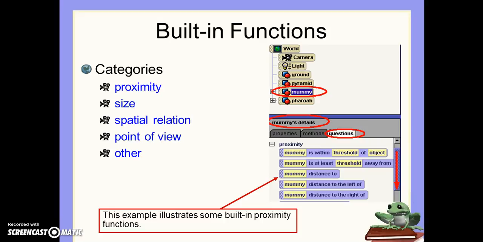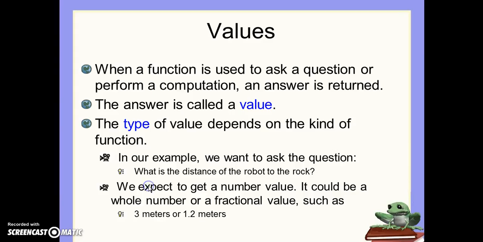We are going to use what's known as a built-in function. We are going to use categories like proximity, size, spatial relation, point of view, and also others. The example in the book on this slide is the mummy. We will go into the mummy's details, click on the questions tab, and now we can use a bunch of different built-in functions to properly move our character in the world. So is the mummy within the threshold of an object? Mummy is at least threshold away from, but the one that we really want to use is mummy distance to, and then we can specify another object that we already have placed in the world.